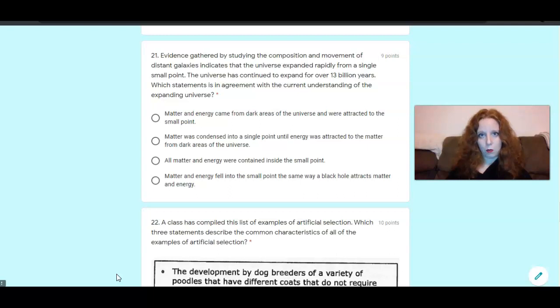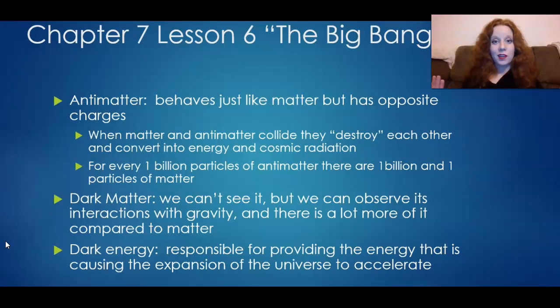We'll go back to the PowerPoint for a second and look at why this is going to be incorrect, because there's just a tiny, tiny little difference between A and B. So to explain the difference between A and B, where A said matter and energy was attracted to the point, B said it was just energy attracted to the point. Why that matters is because we have several types of matter in our universe.